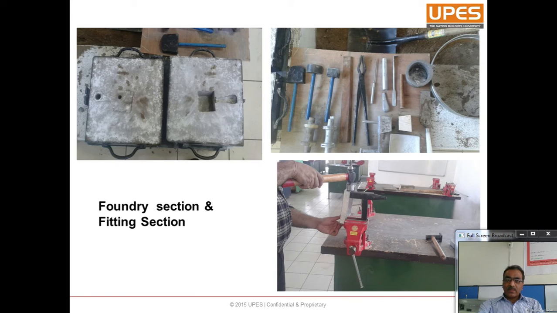The next slide, where you can see the different tools that are being used in the manufacturing process. You can see the foundry section, where the mold preparation is done first, which is on the extreme left, and the sheet metal operations, which is a part of fitting.